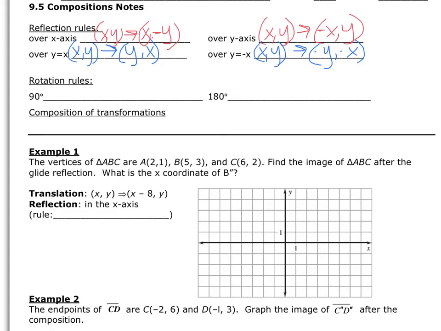The rotation rules: we take x, y, and if we're going to rotate it 90 degrees, we take the opposite of y and our x. If you're going to rotate 180 degrees, and remember, these are the ones you need to have memorized. All these 6 will not be given to you on the test, so you have to memorize them, or just know how to do it with your eyes. Okay, there's the rule for 180. Now, a composition is just 2 or more transformations combined.